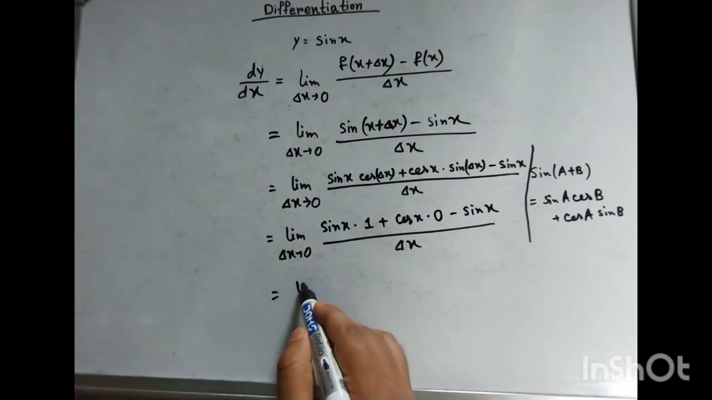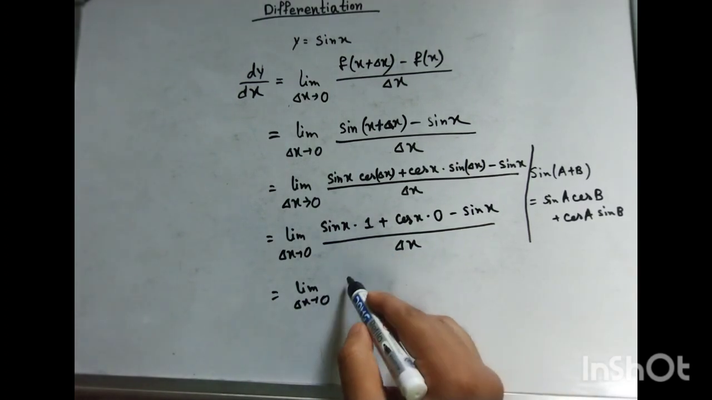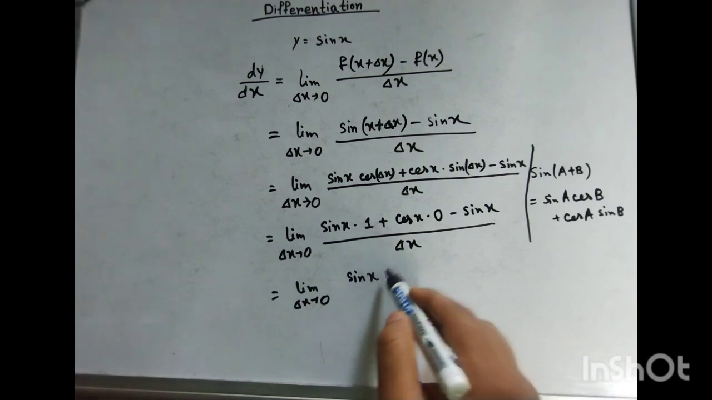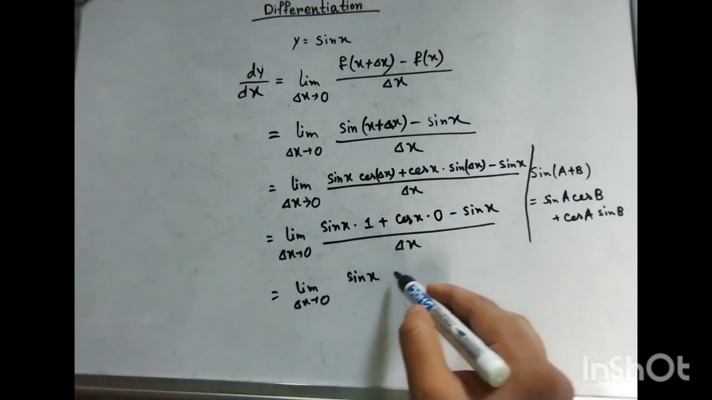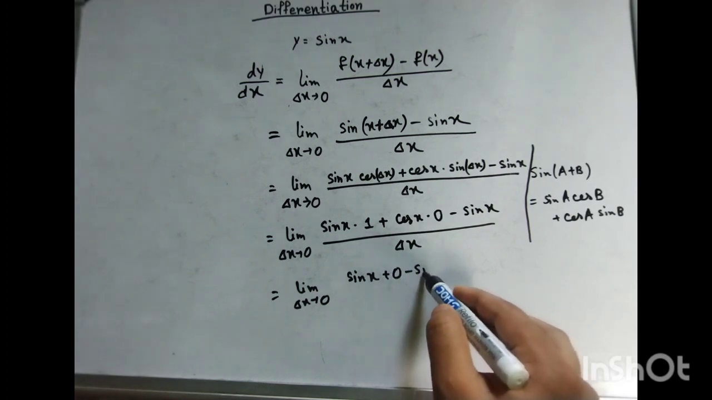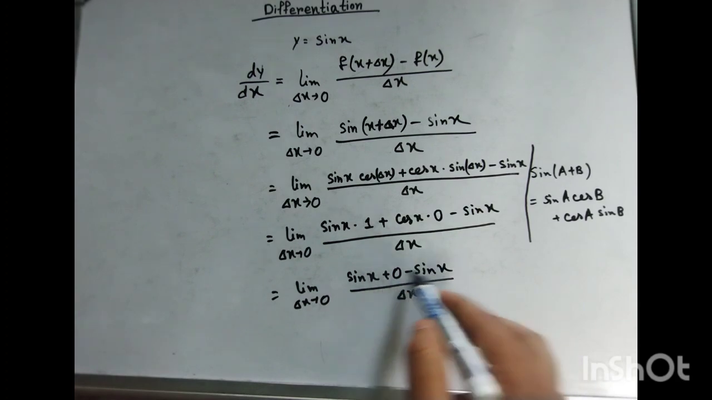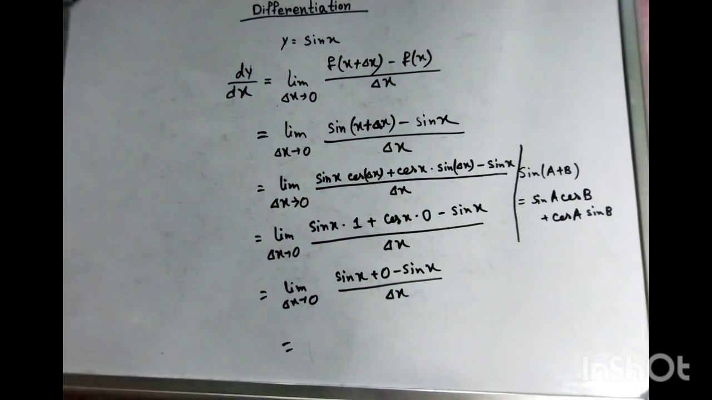So limit delta x tends to 0, and you can see here that this will be sin x plus cos x into 0 means 0, and minus sin x by delta x. So the sin x minus sin x means 0.